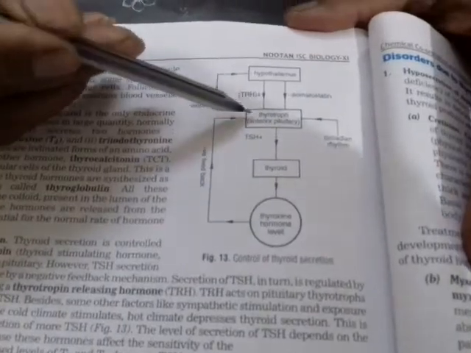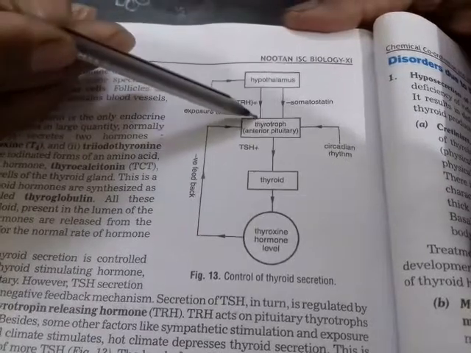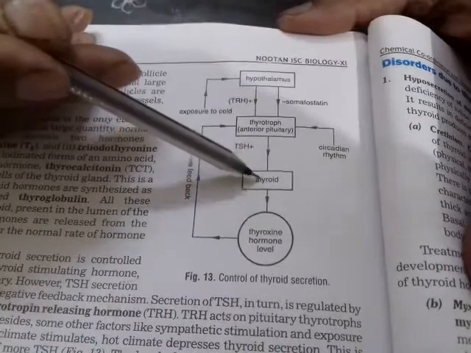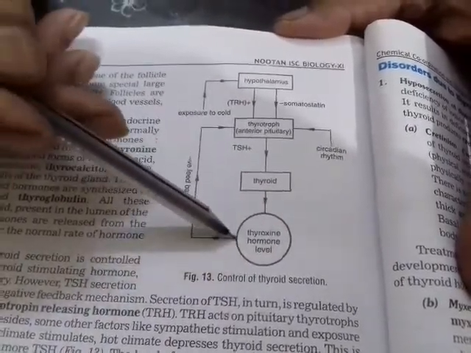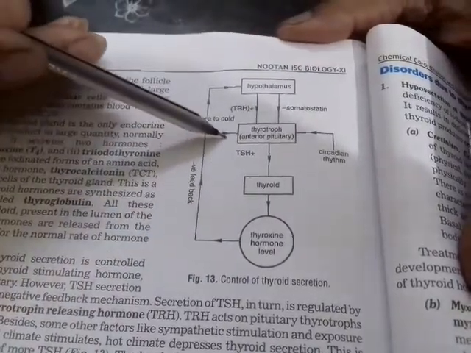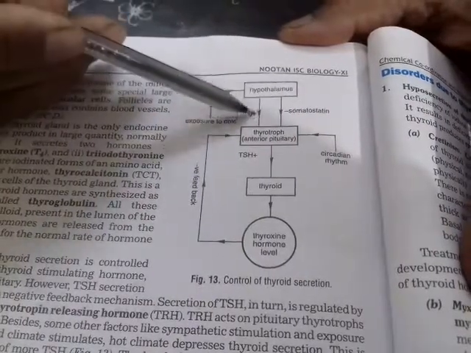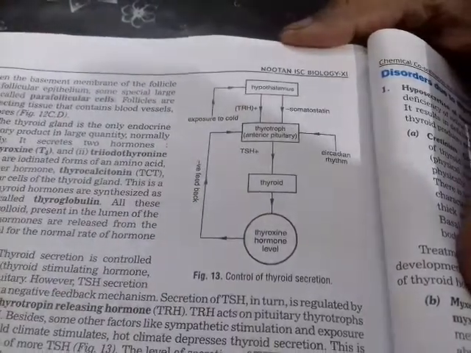Now this, as I told you, is controlled by an axis which I already explained: the hypothalamus, the pituitary and the thyroid gland. So if the hypothalamus secretes the TRH, and TRH promotes the secretion of TSH, it stimulates the thyroid gland to secrete thyroxine, which acts in the organs. Now if it is more, then it can give a message to the pituitary or the hypothalamus to reduce the TRH and the TSH. So this type of mechanism, as I told you, is also called the negative feedback mechanism, which is there to control the secretion of the thyroxine.